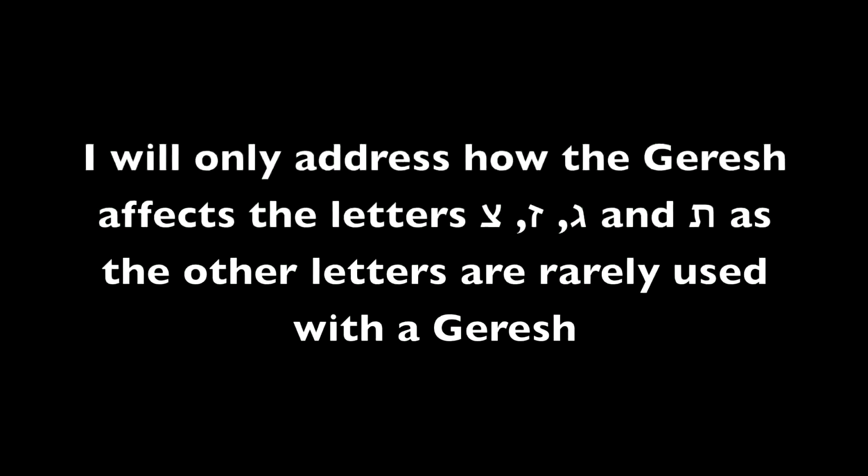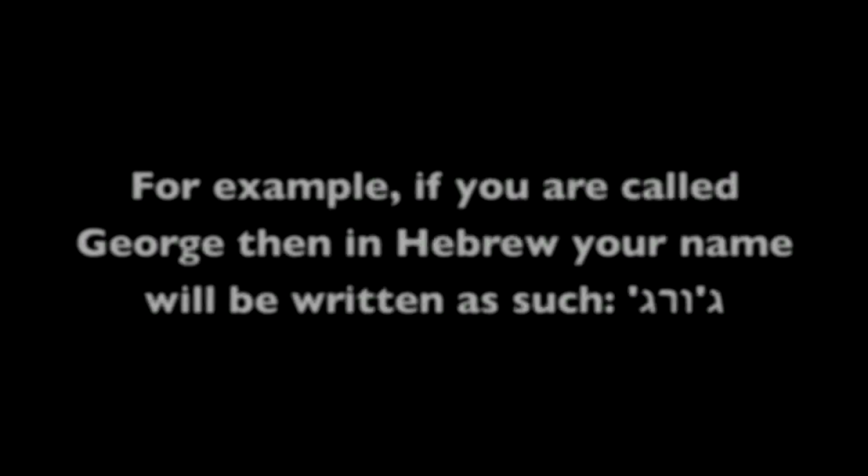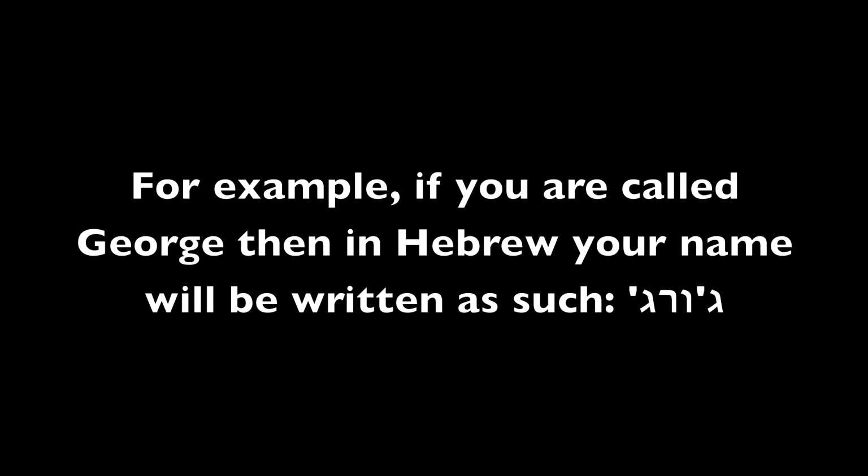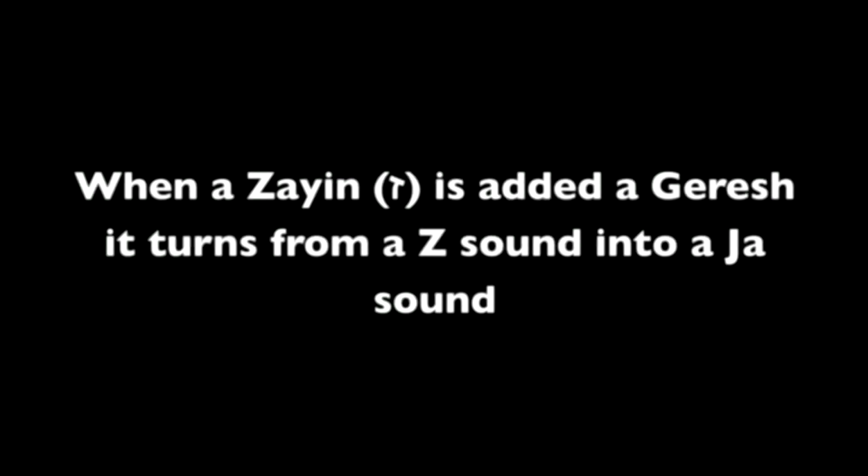I will only address how the geresh affects the letters Gimel, Zayin, Tzadik, and Taf, as the other letters are rarely used with a geresh. When a Gimel is added a geresh, its pronunciation is turned from a G sound into a J sound. For example, if you're called George, then in Hebrew your name will be written as such. When a Zayin is added a geresh, it turns from a Z sound into a J sound.